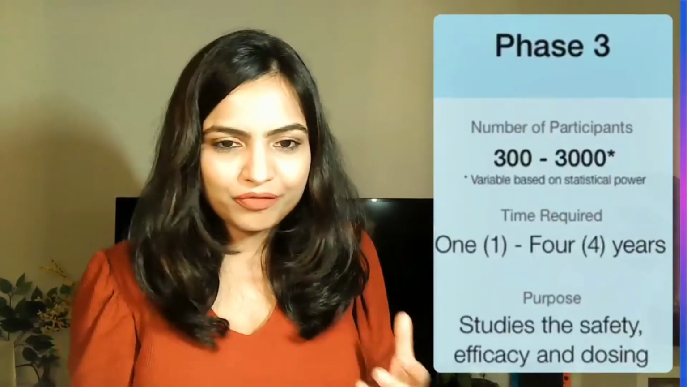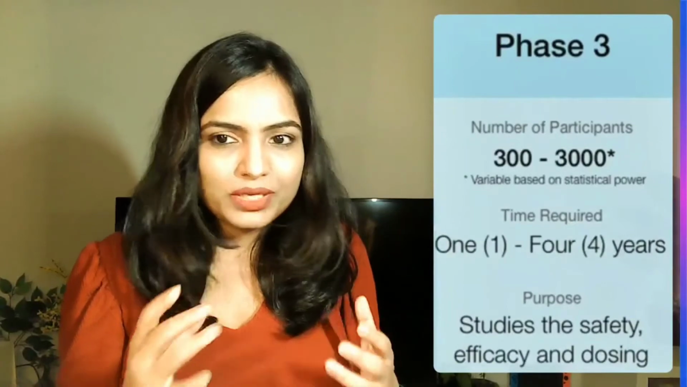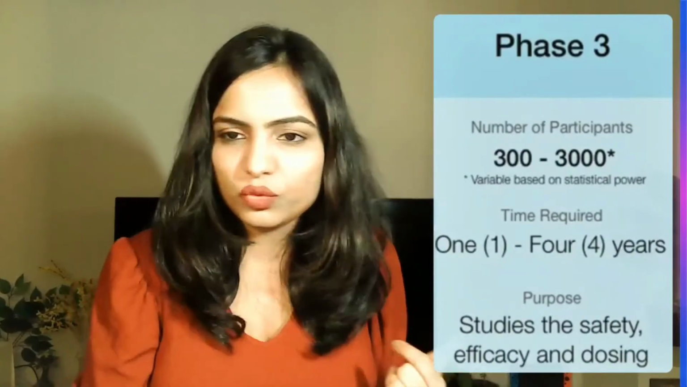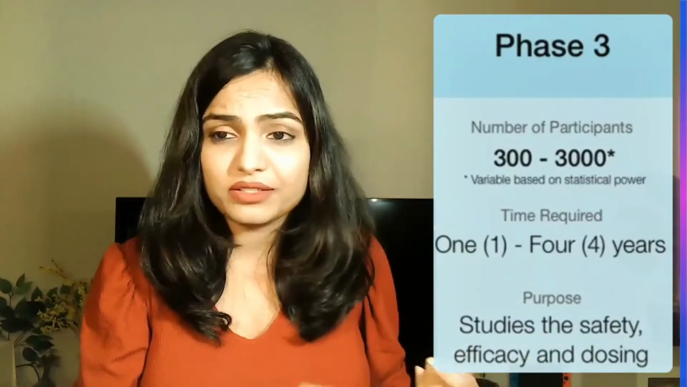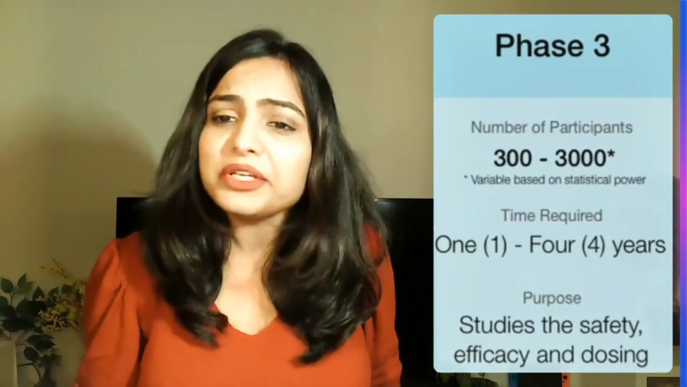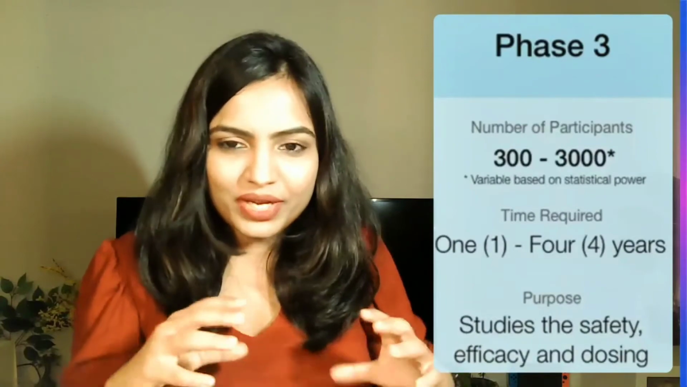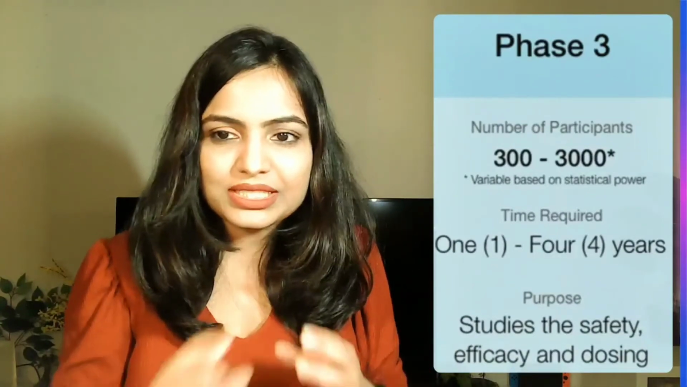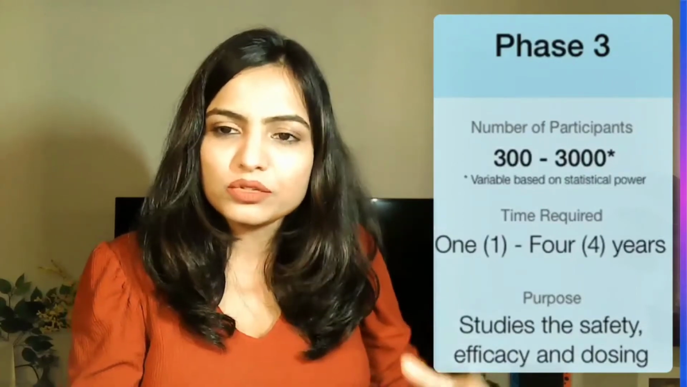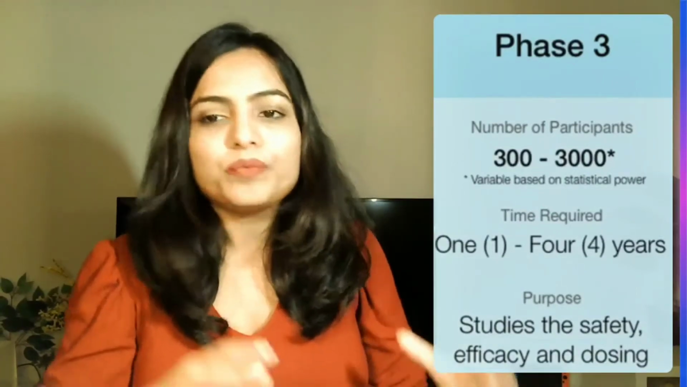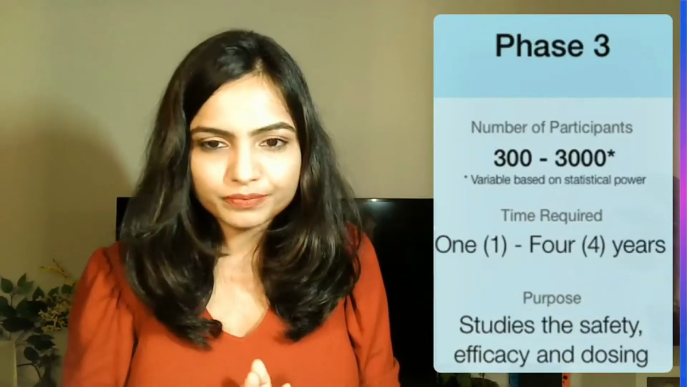So in phase 3, you must be wondering, we have also got to know safety in phase 1, we have also got to know efficacy and other factors in phase 2. Now what we are going to do in this phase? So in phase 3, basically these are kind of a confirmatory trial. So we confirm the results of phase 1 and phase 2 usually in these trials.